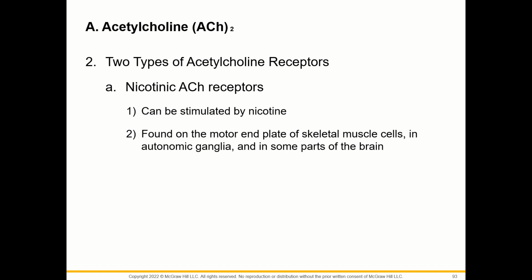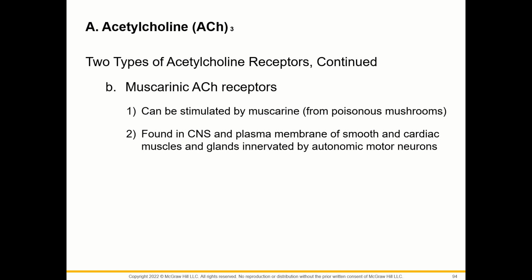And like I said, in the autonomic ganglia, the presynaptic neuron is going to be excitatory. All right, now with the muscarinic, these are found in the smooth muscle cells, cardiac muscle cells, and the cells of particular glands. We'll see that in chapter 9.